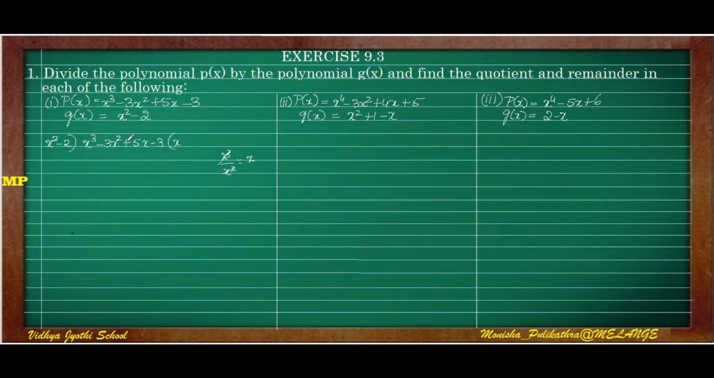So x square into x will become x cube. Minus 2 into x is minus 2x. So the x polynomial is here, so minus 2x should be here. Next step is we have to change the sign of it. If it is plus, we change it to minus. If it is minus, we change it to plus. Here plus x cube and minus x cube get cancelled. Remaining is minus 3x square, plus into plus is plus, 5 plus 2 is 7x, minus 3.